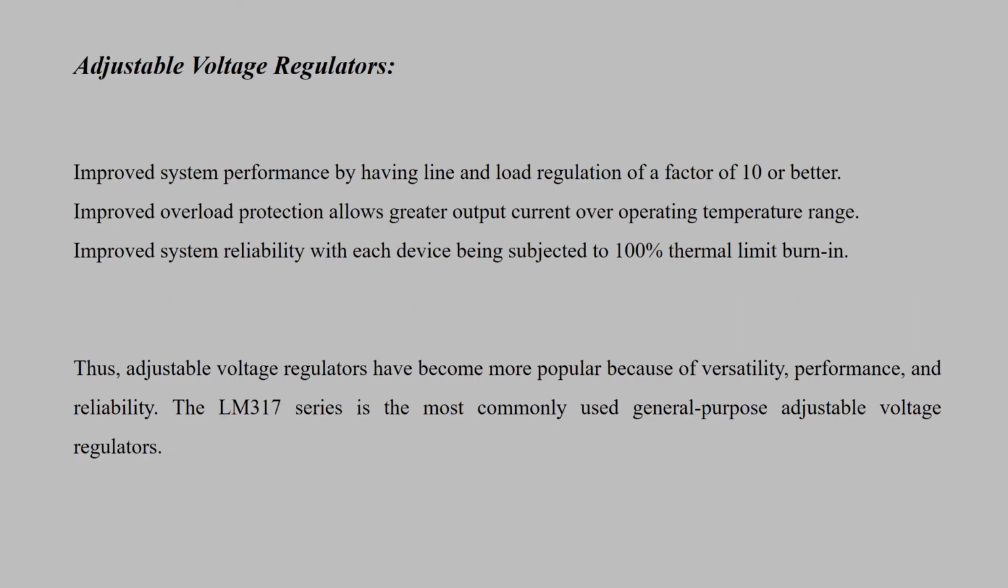The advantages are improved system performance by having line and load regulation of a factor of 10 or better. They have improved overload protection and allow greater output current over the operating temperature range. They have improved system reliability, with each device being subjected to 100% thermal limit burn-in. So the adjustable voltage regulators have become more popular because of their versatility, performance and reliability. The LM317 series is the most commonly used general purpose adjustable voltage regulator.